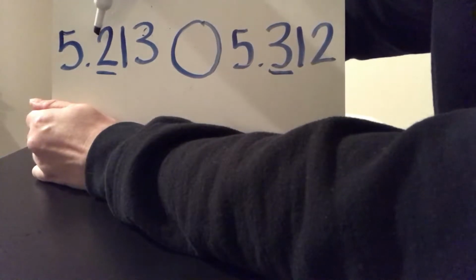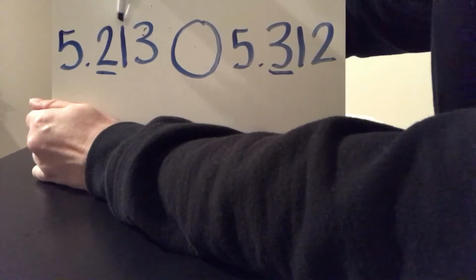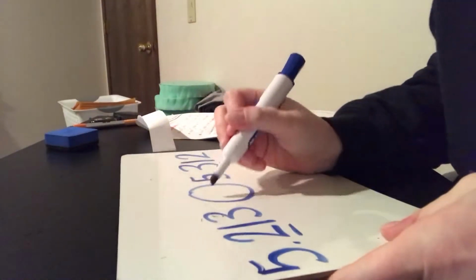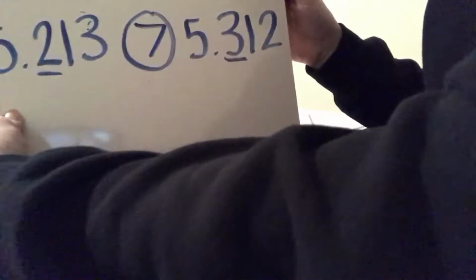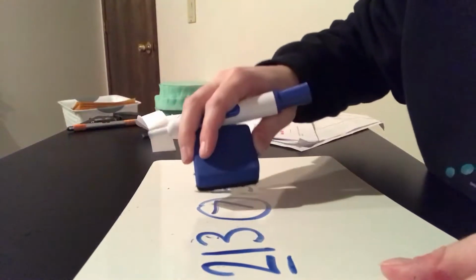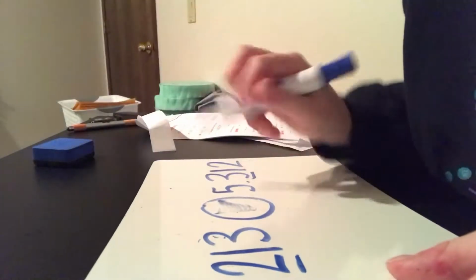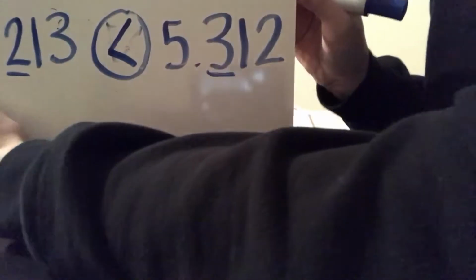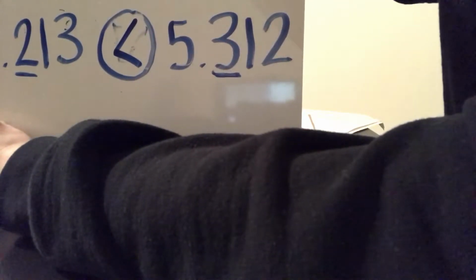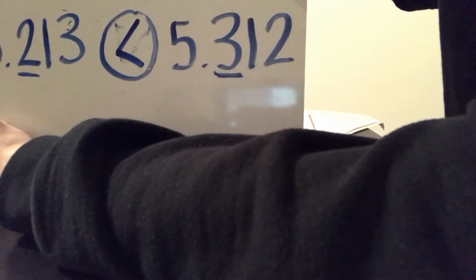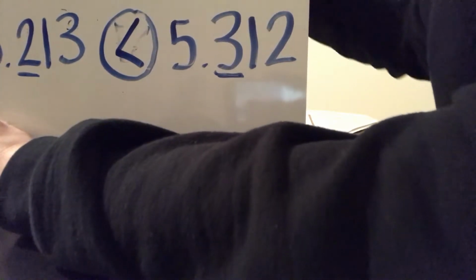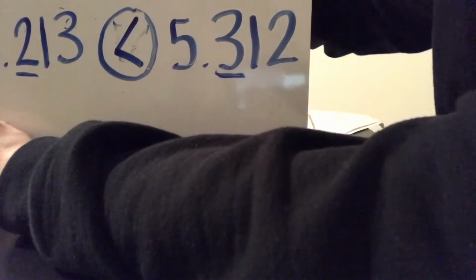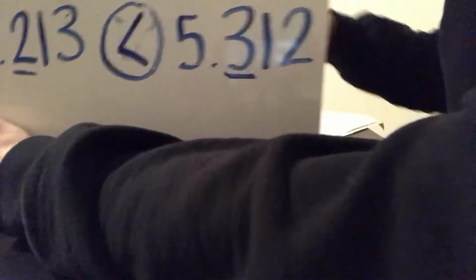I know that 5 and 213 thousandths is, oh, I drew it the wrong way, is less than 5 and 312 thousandths. So the answer for number 1 on the compare and round decimals page is less than.